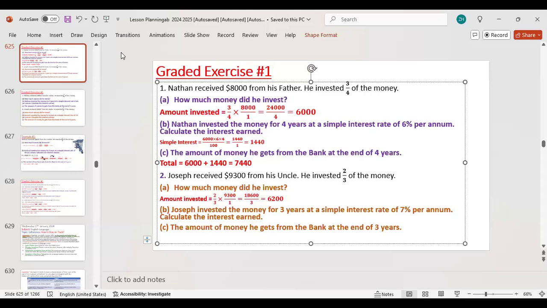Read part B for me. Joseph invested the money for 3 years at a simple interest rate of 7% per annum. Calculate the interest earned. Excellent. Naya, explain how we're gonna get the interest for part B.